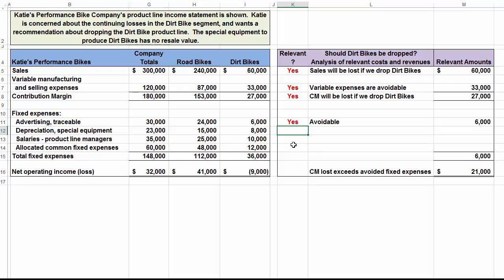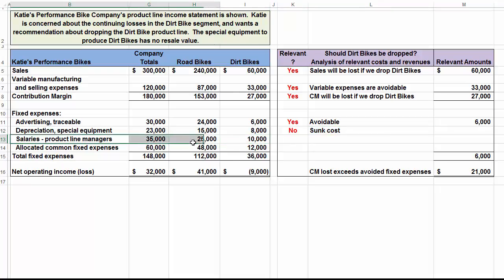We paid for this equipment when we bought it, which could be several years ago, and depreciation is simply a mechanism for recognizing the expense of using up that equipment over its useful life. This is not a relevant cost because it is a sunk cost.